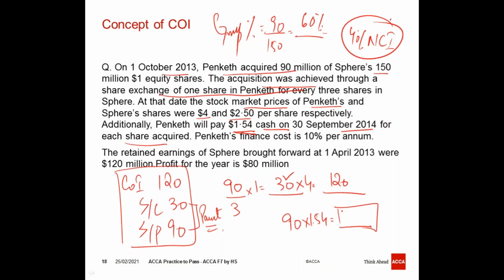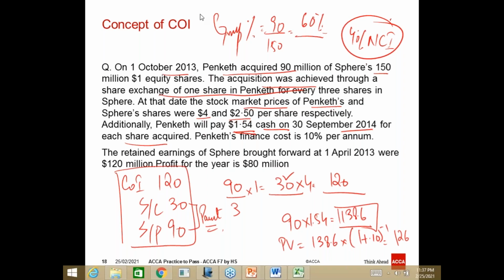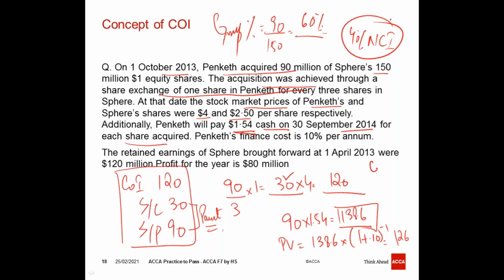It's 138.6. And now you need to calculate the present value of this 138.6 into 1 plus 10%, 0.10, to the power minus 1. The amount should be 126,000. The accounting entry for this part should be cost of investment debit 126 and deferred consideration credit 126.